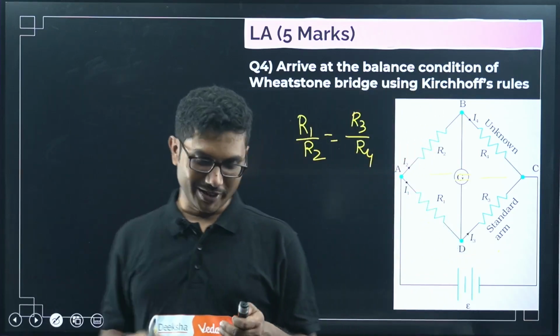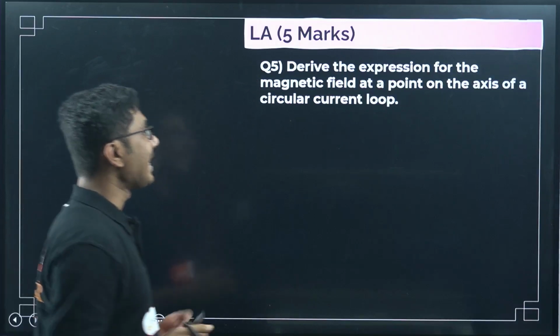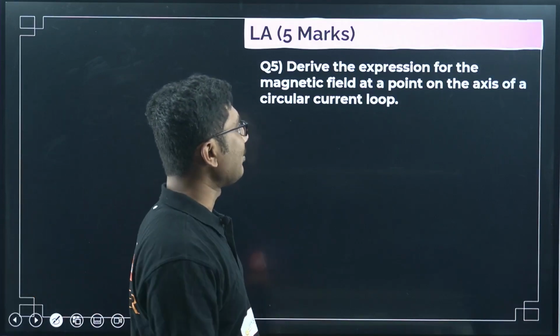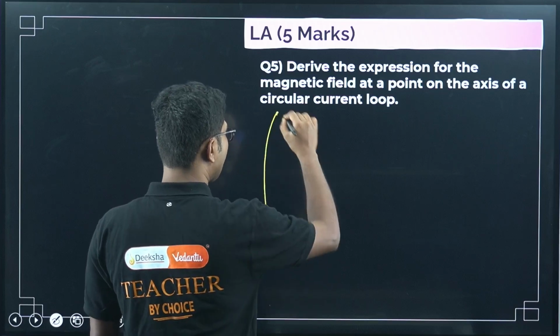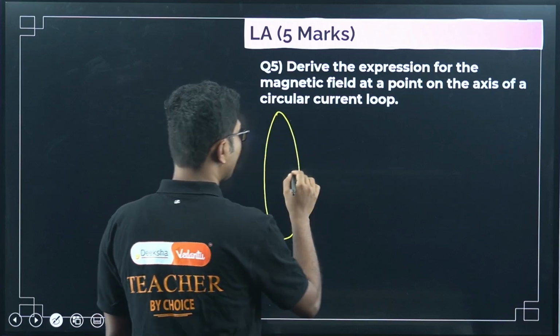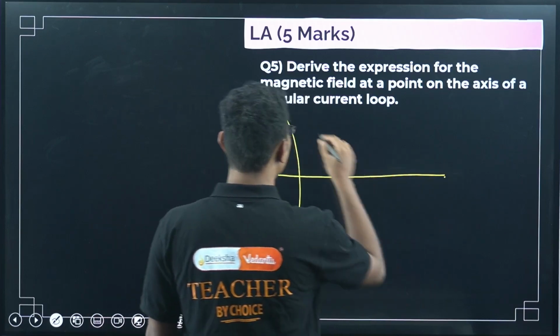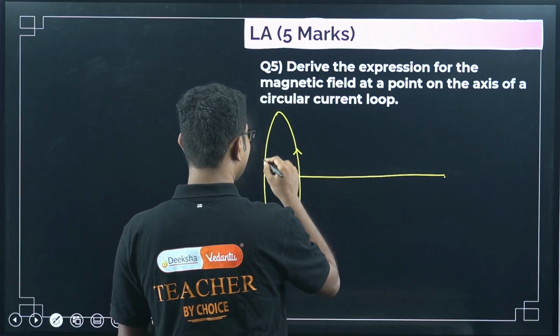Just joking. Now, next question: derive an expression for the magnetic field at a point on the axis of a circular current carrying loop. So there is a loop here, and you are trying to find the magnetic field on the axis of the loop. So here you take the current carrying loop like this.